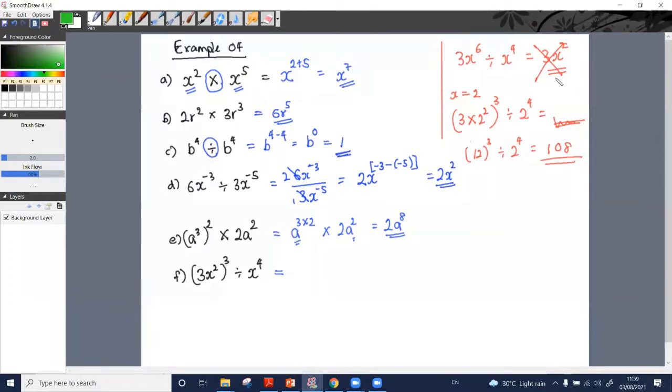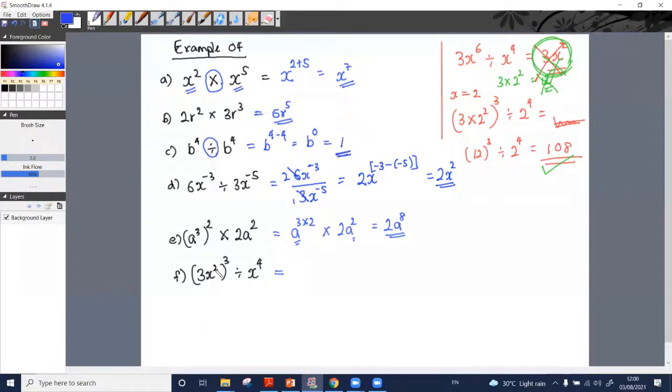Let's say I substitute 2 into this one: 3 into 2 to the power 2. What is the answer you will get? 12. So 12 should not be the answer. The answer should be 108. Therefore, this is wrong. This is incorrect. So how can we find the answer then? What should be the correct way of simplifying this one?